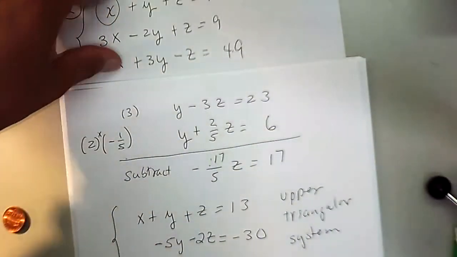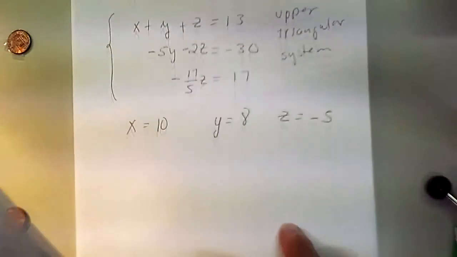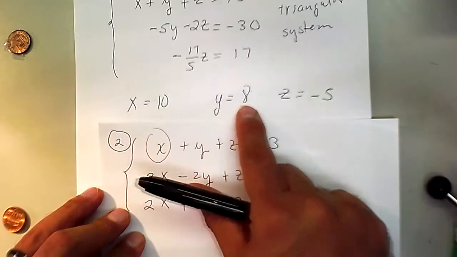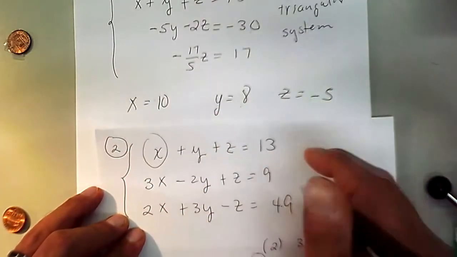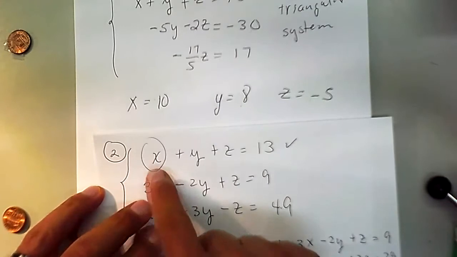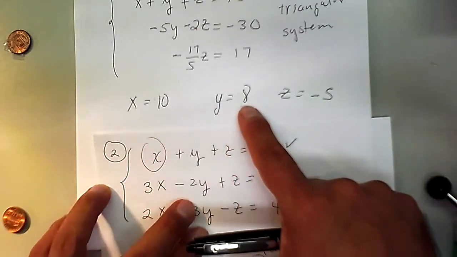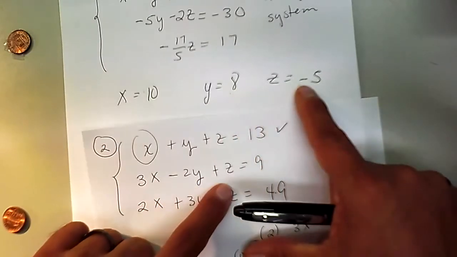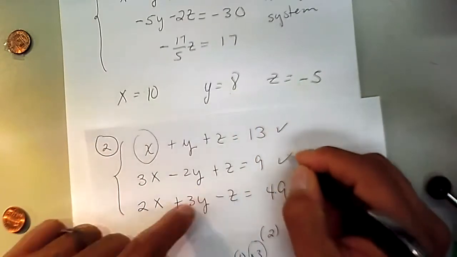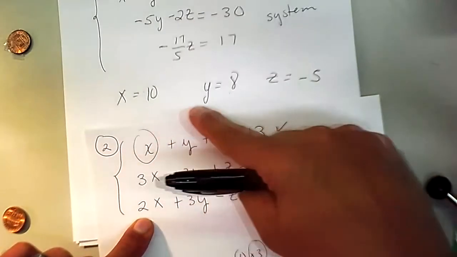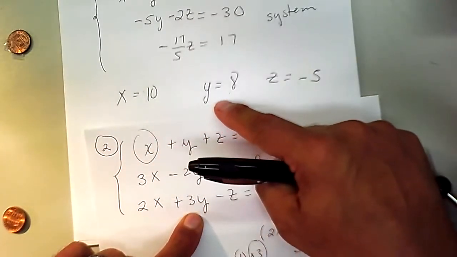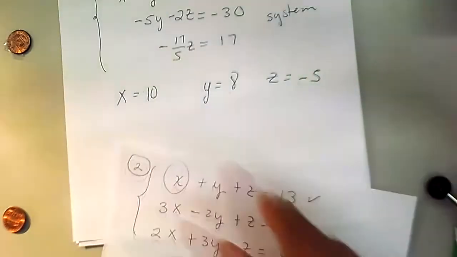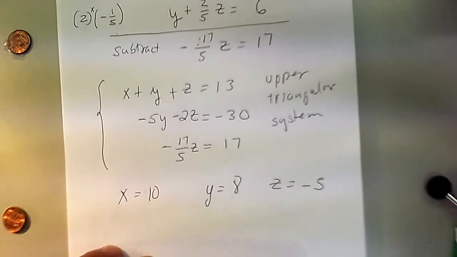Let's double check to be sure that actually solves the original system. So the 3 together, 10, 18, and negative 5, sure enough, that works. 30 minus 16 is 14. 14 minus 5 is 9. That works. 20 and 24 is 44. And 5 is 49. Sure enough. So yes, that is the solution to the system of equations.